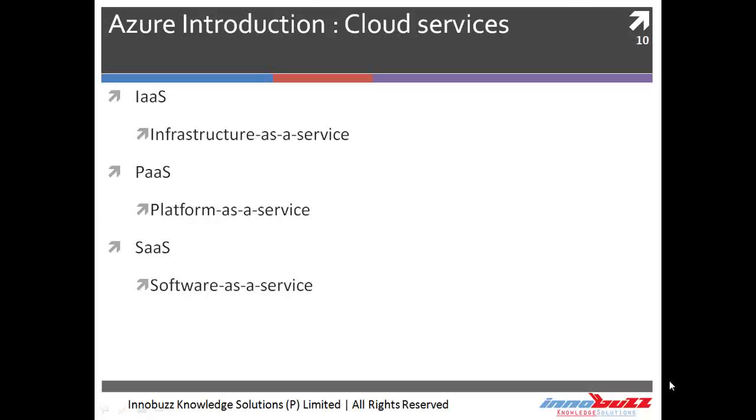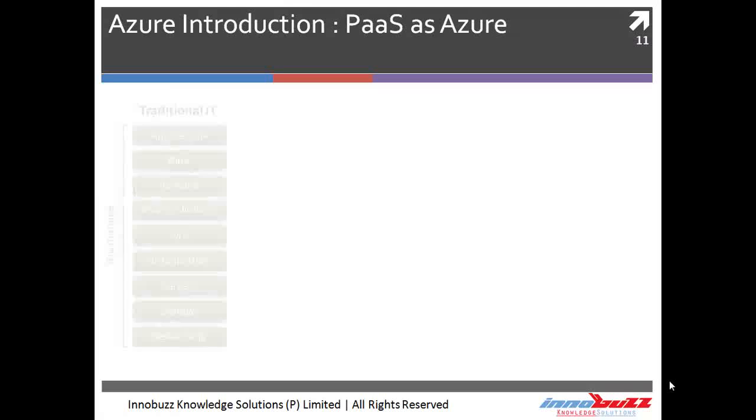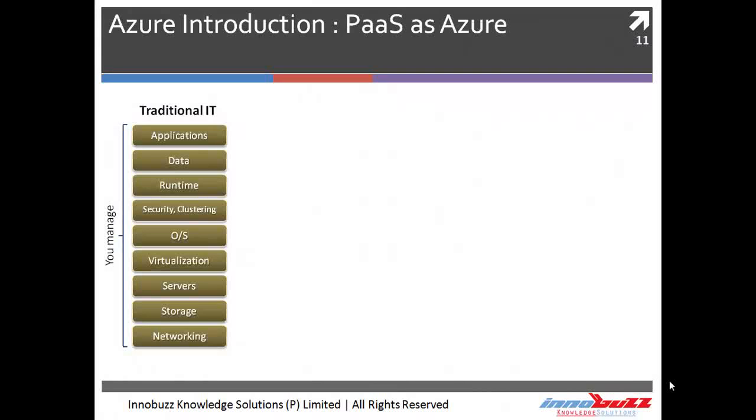Okay, let's go further with a comparison of IaaS, PaaS, SaaS and the traditional IT. As you see in the heading, I say PaaS as Azure. Why is that? We see the traditional IT built with applications, data, runtime, security, clustering, operating system in the core, virtualization, servers, storage, and networking. Thus, that is all you have to manage when you have traditional IT.